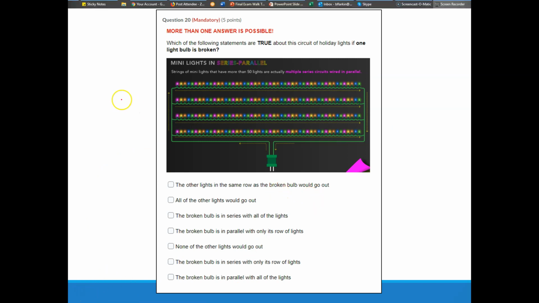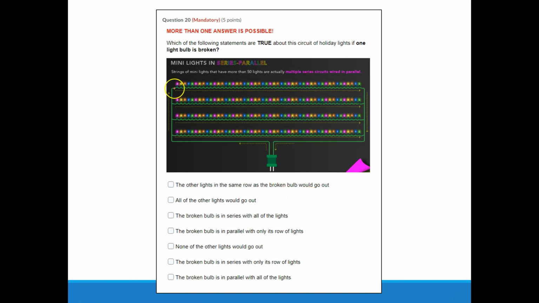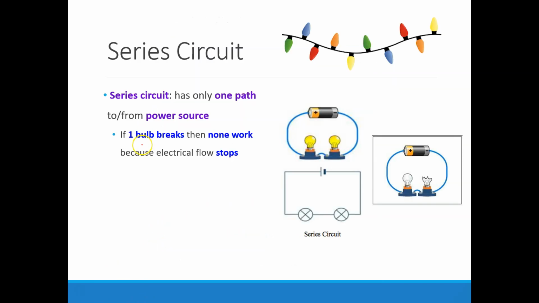The very last question that we need to talk about is about circuits. So take a look at this picture here. It says, what's true about the circuit of holiday lights if one light bulb gets broken? All right, so we're going to take a look at what happens if just one of these light bulbs gets broken. So first off, we need to talk about the difference between series circuits and parallel circuits.